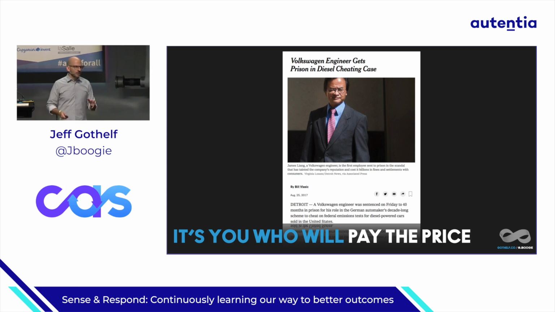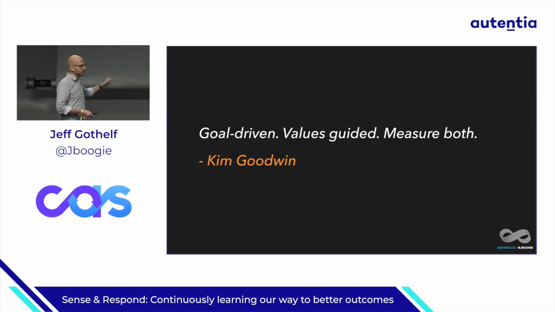Now, I love this quote. I'm a big fan of Kim Goodwin. She's a designer and a product leader. And when she talks about bringing ethics into the conversation, into the way that we work, into our continuous improvement processes, she talks about being goal-driven, but values-guided, and to measure both. Goal-driven, those are the outcomes. Those are the behavior changes that we want to achieve. Values are the things that we are not willing to compromise to achieve the goal.